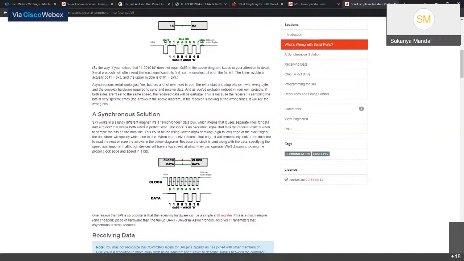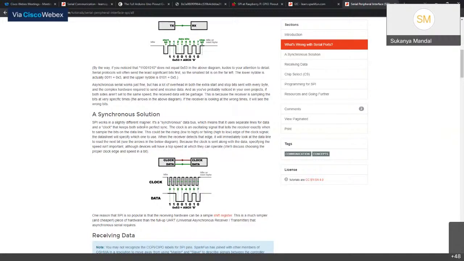The clock basically is an oscillating signal that tells the receiver exactly when to sample the bits on the data line. So this clock is responsible for syncing the data bits. This could be a rising edge, low to high, or a falling edge, high to low, of the clock signal.